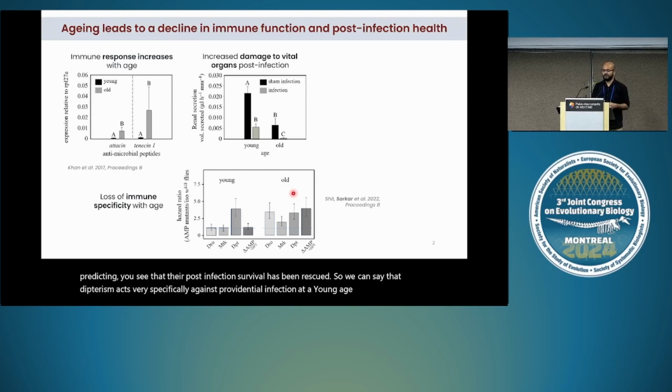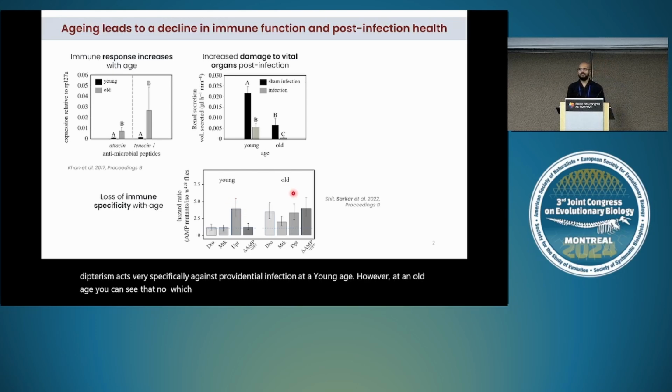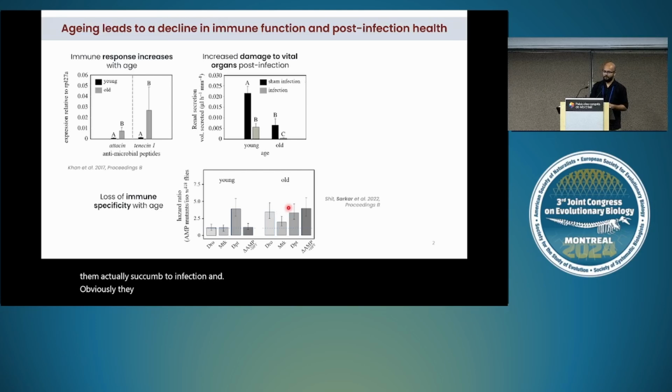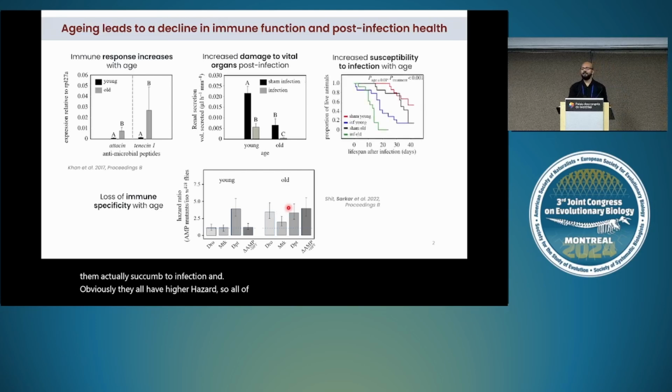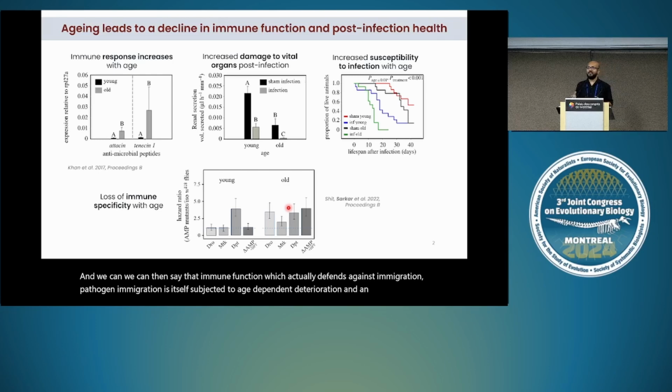However, at an old age, you can see that no matter which antimicrobial peptides the flies have or don't have, all of them succumb to infection, and obviously they all have a higher hazard. So all of this boils down to the fact that there is increased susceptibility to infection with age. We can then say that immune function, which defends against pathogen ingression, is itself subject to age-dependent deterioration, and an excessive immune function can lead to inflammation and disease-related death.